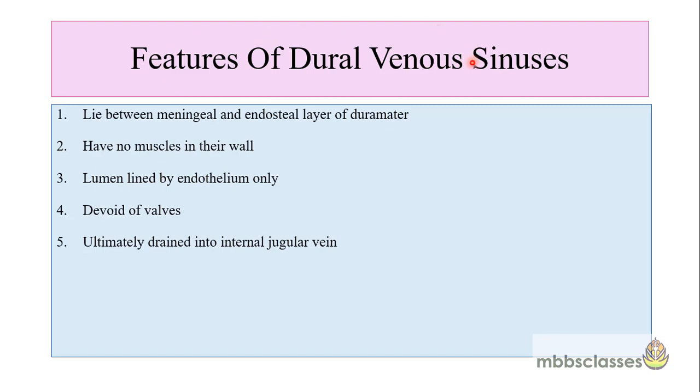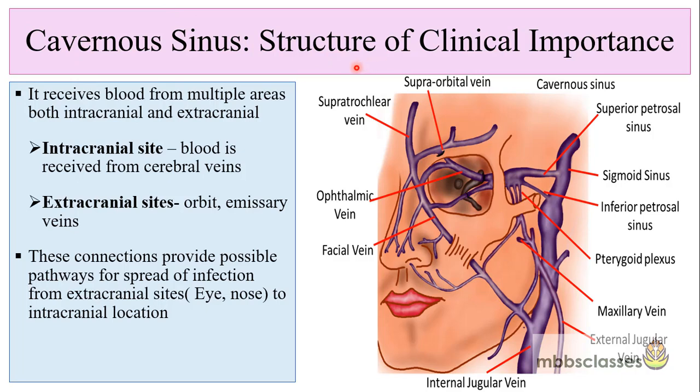So you must know about the features of the dural venous sinuses. These dural venous sinuses are endothelial lined spaces between the two layers of the dura mater. There are two layers, the meningeal layer and the endosteal layer. These sinuses don't have any muscles in their wall. Secondly, they are lined only by the endothelium. They are devoid of valves and they drain ultimately into the internal jugular vein. These sinuses are interlinked with each other and with the extracranial structures also. Because they are valveless and interconnected, infection from one sinus can easily spread to the other sinuses. It is a structure of prime clinical importance.